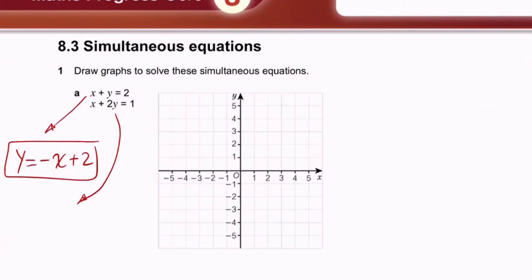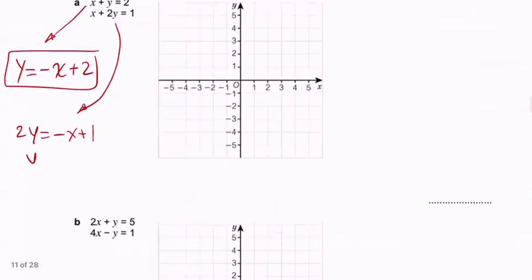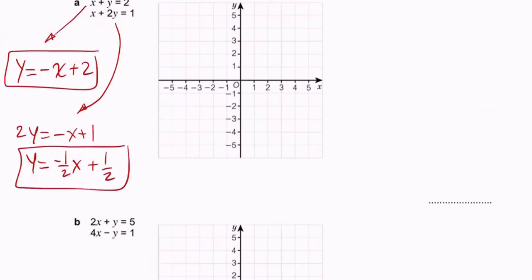So here I have to shift x to the other side, so 2y equals negative x plus 1. So divide by 2. So y equals negative 1 over 2, which is half, x plus 1 over 2. Okay, this is the other line. Okay, we need to draw these 2 lines.